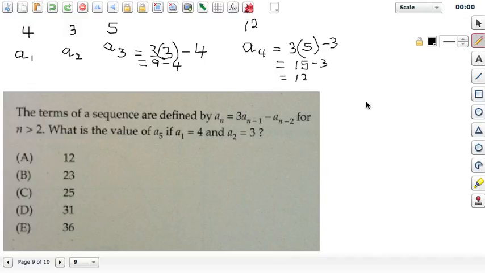Let's figure out the fifth term. The fifth term is 3 times the term n minus 1, which is the fourth term, 12, minus the term n minus 2, which is the third term, so minus 5. And it's 36 minus 5. Final answer is 31. And the fifth term is 31. And the answer is D.